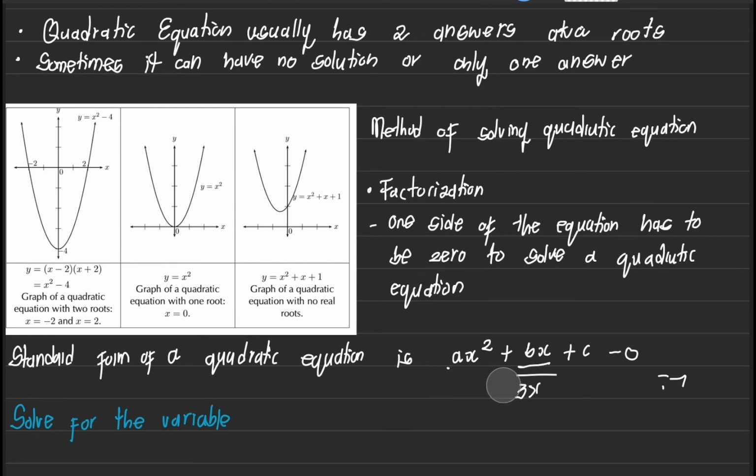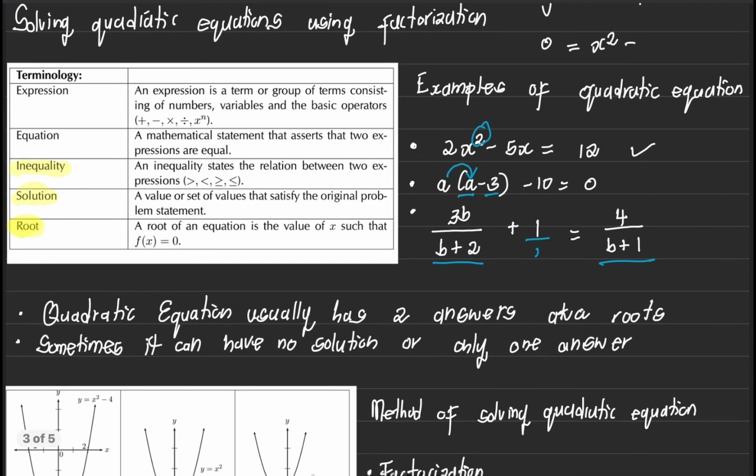And then we move further. For example, if we go back to this equation right here, we can see that we have 2x² - 5x = 12. If we have to write that in standard form, we are going to have 2x² - 5x - 12 = 0. This is the standard form of that equation.